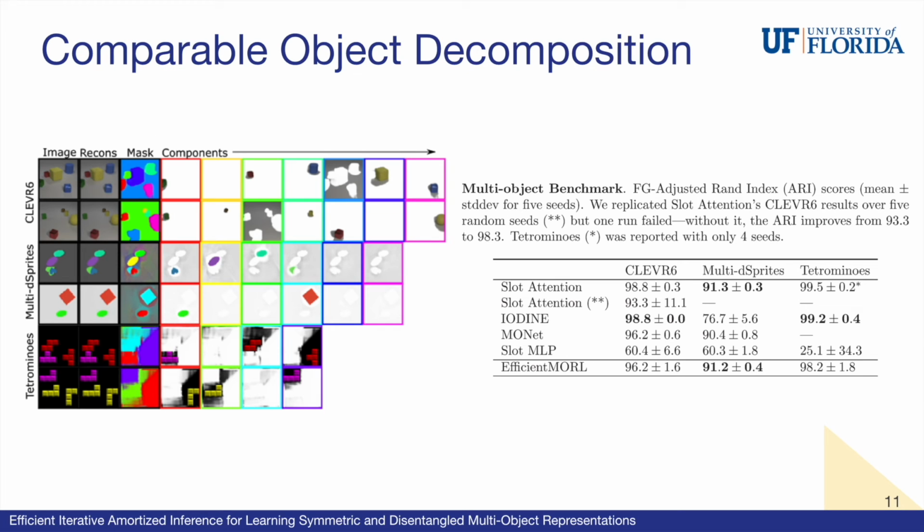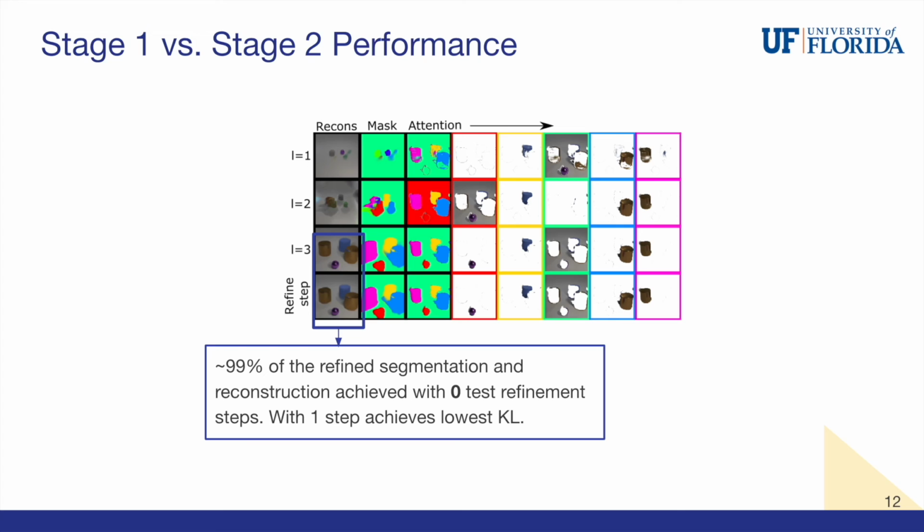Beyond various ablation studies that we provide in the paper, our experiments on the multi-object benchmark analyzed object decomposition performance, disentanglement, and efficiency. Here we show that EfficientMORL is able to achieve comparable foreground ARI scores against Slot Attention and IODINE, as well as against the ordered VAE MONet on all three environments. Notice that the reconstruction of the HVAE in the third row is already almost identical to the refined output in the fourth row. Dropping the stage 2 iterative amortized inference doesn't hurt test decomposition and reconstruction quality while greatly speeding up test time for inference. We found that one refinement step helps achieve the lowest test KL, however.